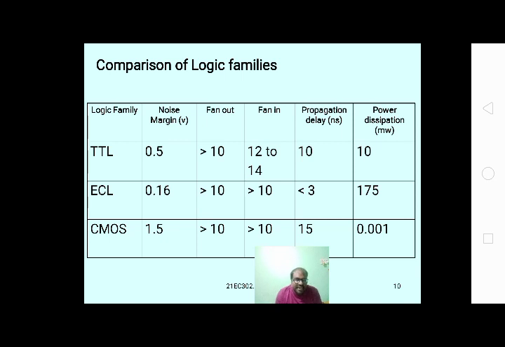Basic gate: the logic gate which is normally employed in a logic family for its basic operation is known as the basic gate of that family, and from it the other logic functions can be developed.